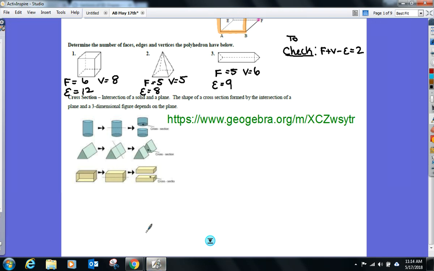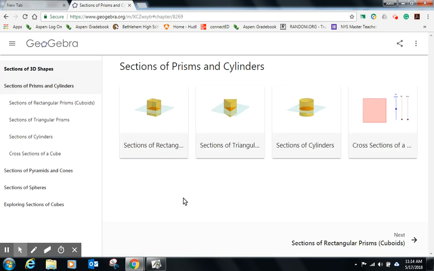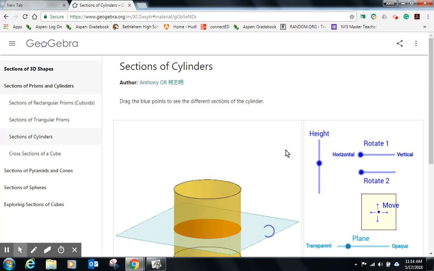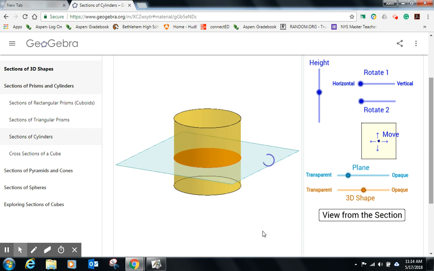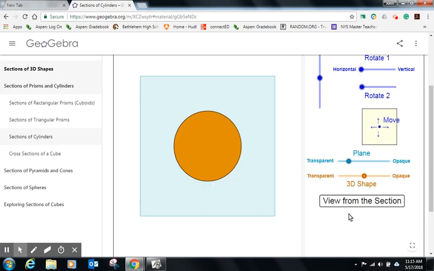Okay, all good? Let's play around here a little bit. Let's go to that cylinder. So over here on the left, prisms and cylinders. And we'll just go right to sections of cylinders, what we were just talking about. Everyone see how they just did a horizontal cross section here? You can click on view from the section and it'll show you the cross section. It's a circle.